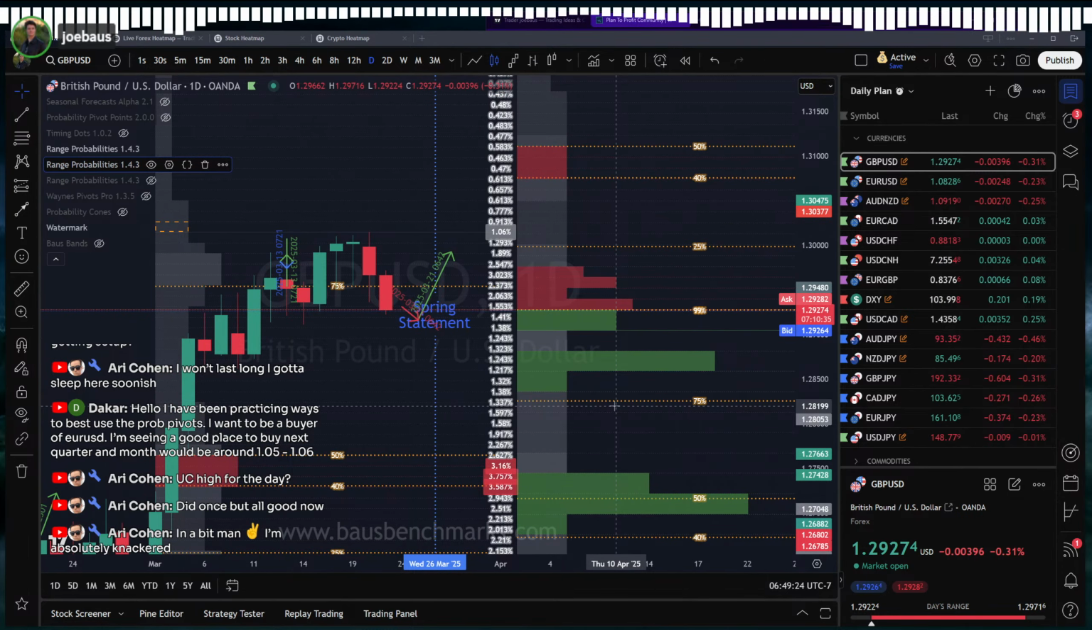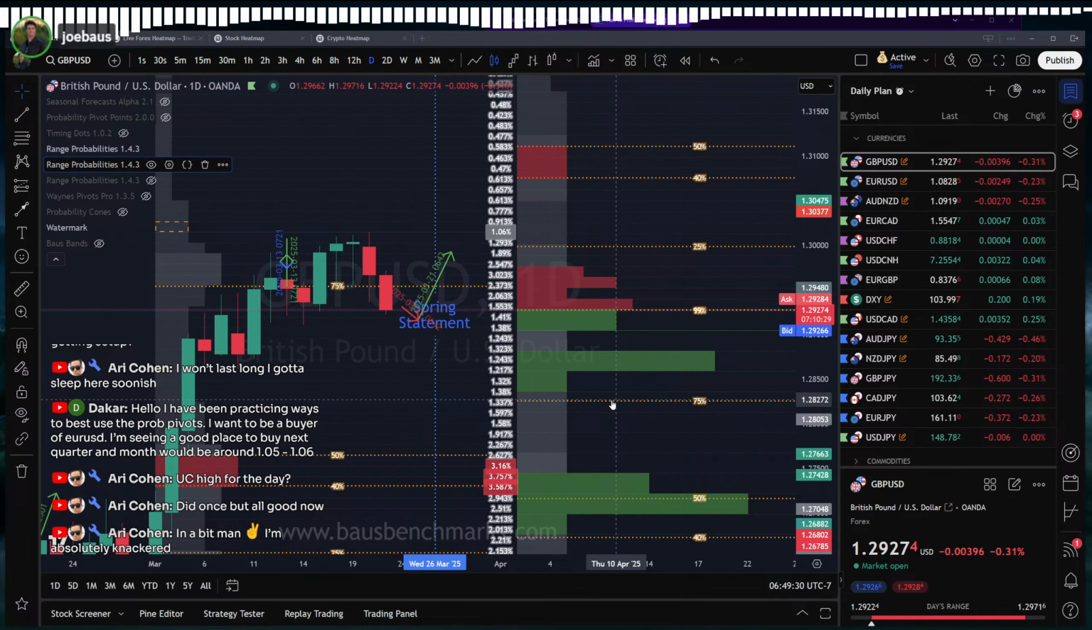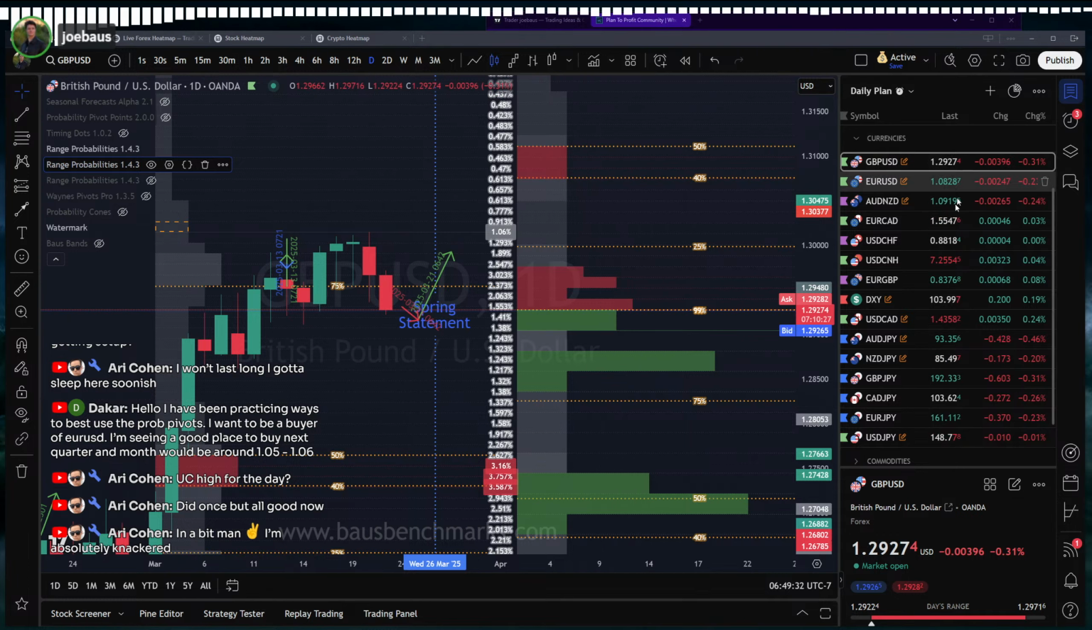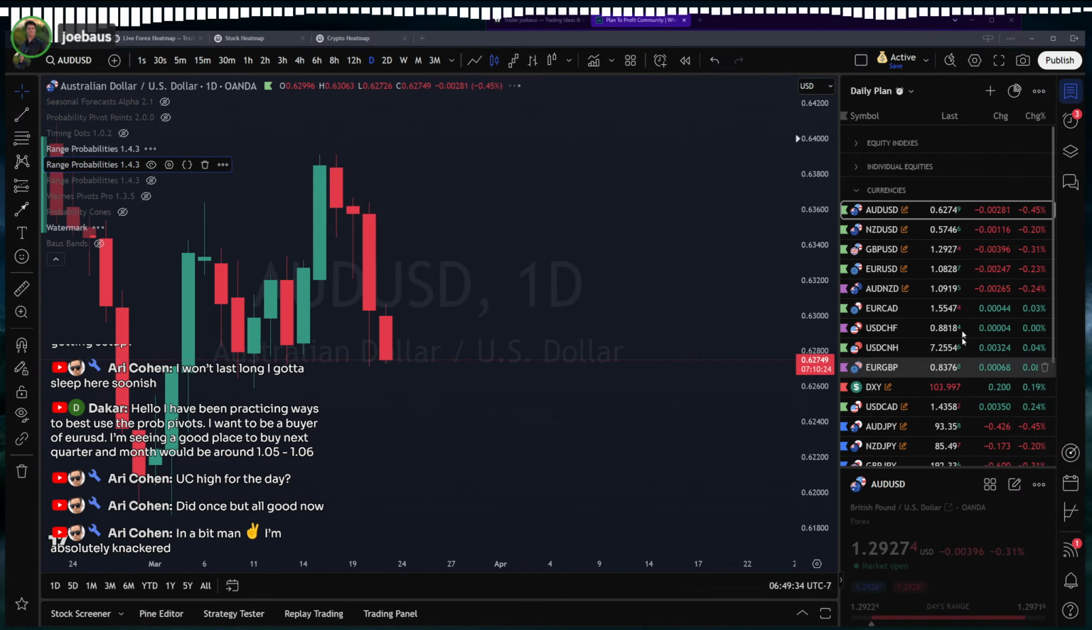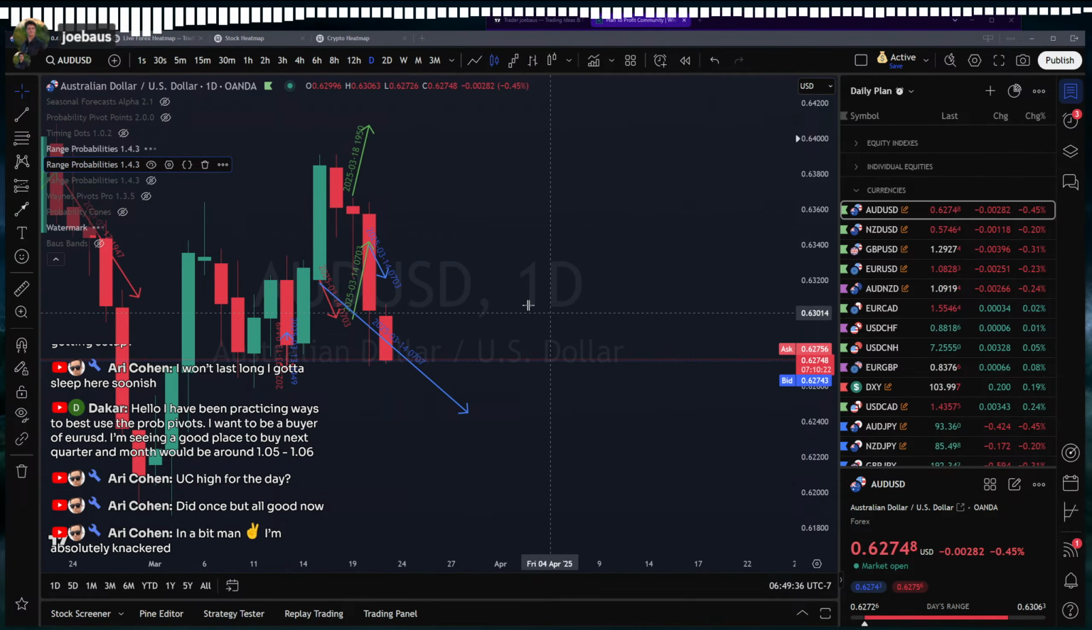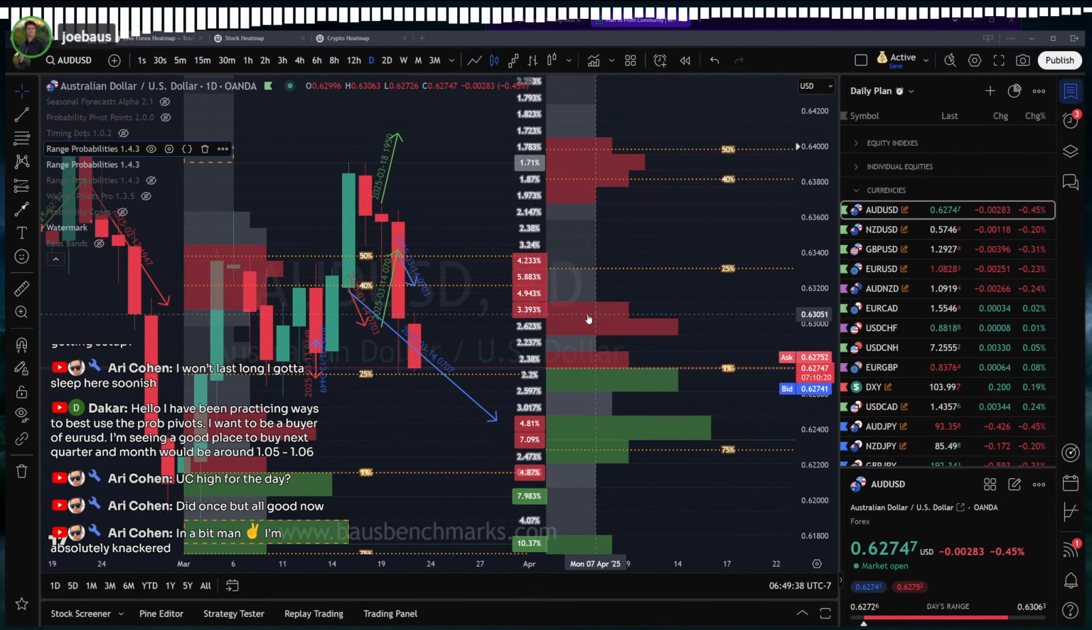Also, there was something else. There was another country, I believe. Oh, it's Australia. That's right. We have to go back to Australia. The Treasurer of Australia came out and said that they're going to be presenting the Australian government's fiscal budget.